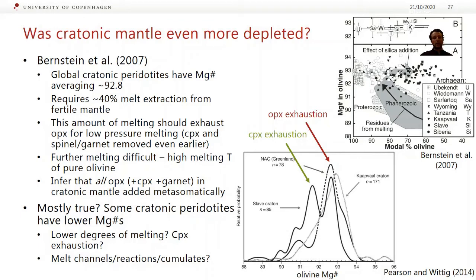There are also some olivine Mg numbers that extend to significantly lower values. You can see in the bottom plot that there are a few falling around 88, 89. These could represent melt channels, similar to the dunite channels that we talked about in the ophiolites. Some sort of reaction with a melt, or potentially cumulates from melts that intruded and basically got stuck in the lithosphere.